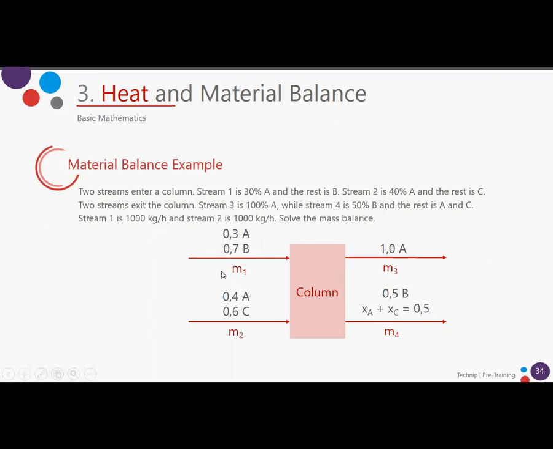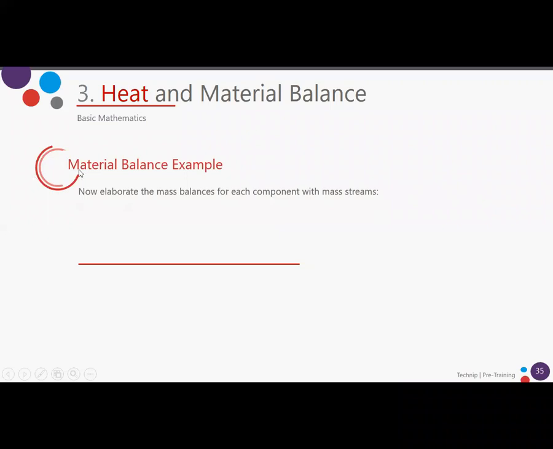So now with this scheme, we have translated the information we have into a more visual scheme. Another piece of information we have is that stream 1 is 100 kilograms per hour, and stream 2 is 1,000 kilograms per hour. And now we can solve the mass balance. We also assume that the percentages given here are mass percentages, okay? So with this scheme, we can elaborate the mass balance for each component.